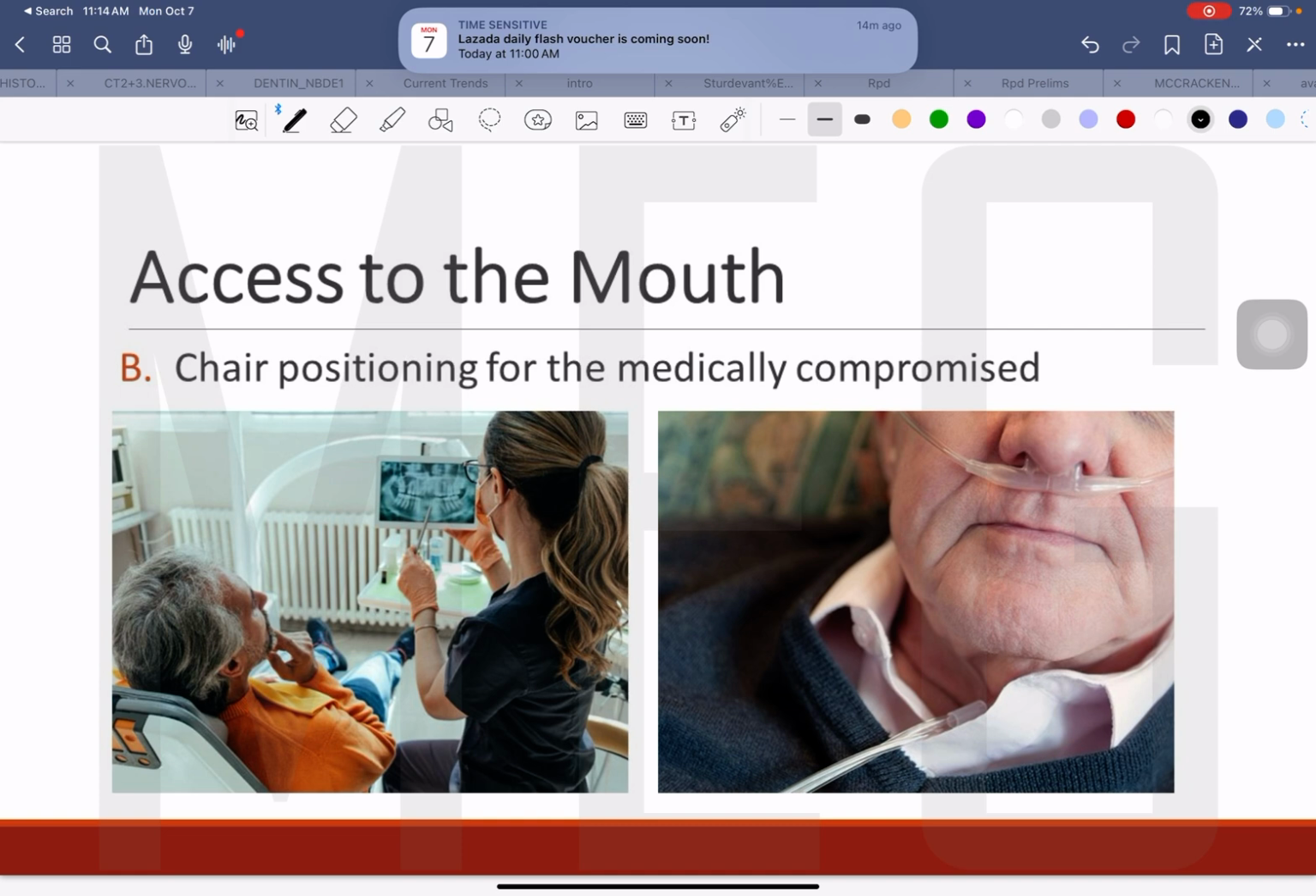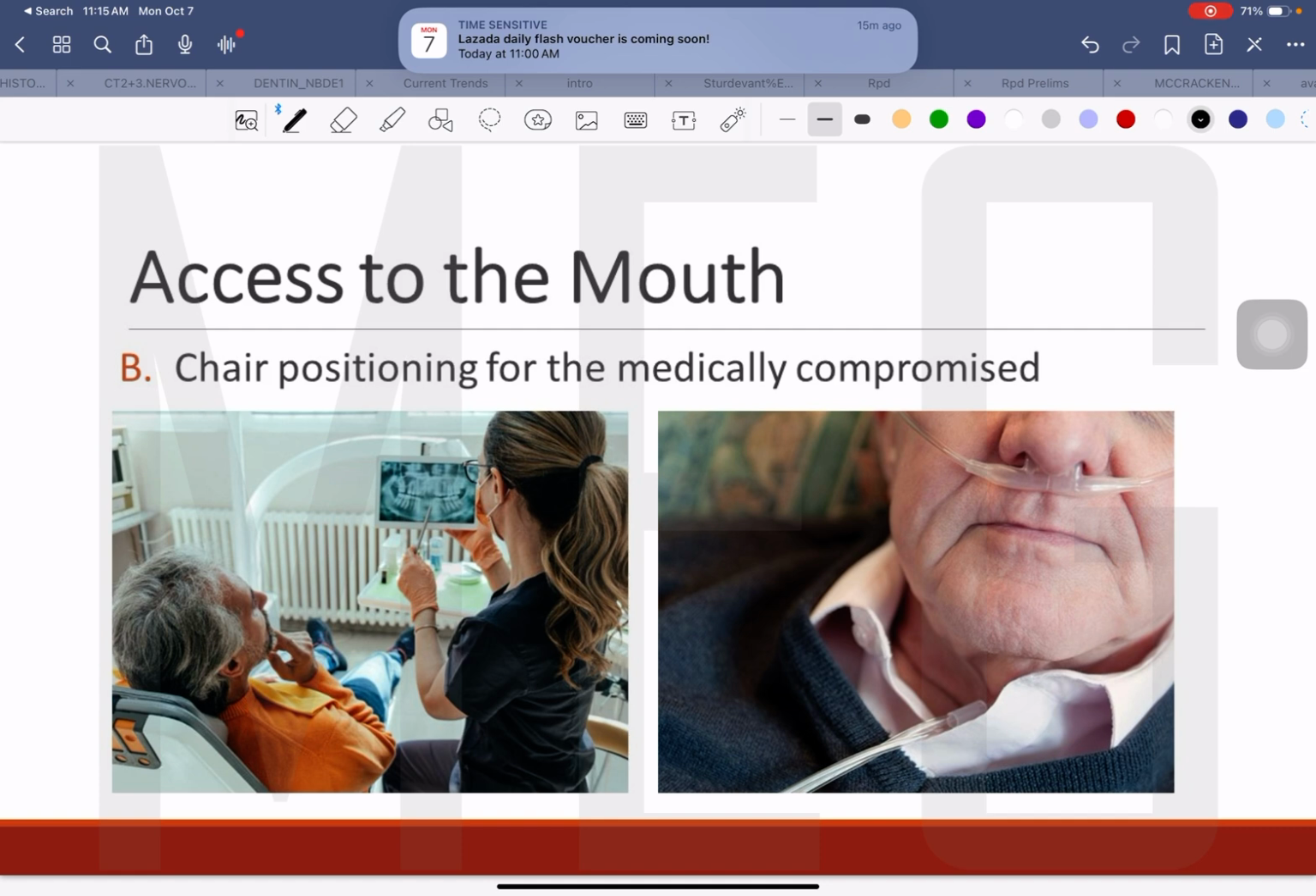Again, if they have breathing problems, don't lie them in a supine position. Then you ask, how many pillows are you using when you rest or sleep? Three pillows up. So it means that they have problems in breathing when they are lying in a supine position. So you modify. We are the ones adjusting to these patients for them to have a very comfortable dental treatment.